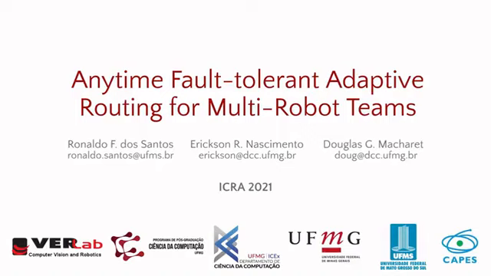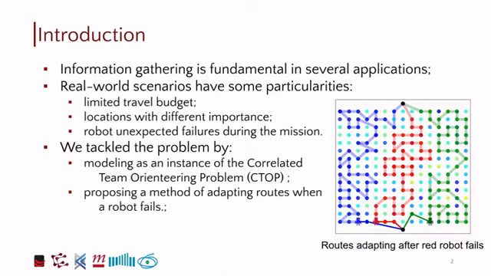Anytime fault-tolerant adaptive routing for multi-robot teams. Information gathering is fundamental in several applications, for example, environment monitoring and search and rescue missions. Generally, these problems involve one or more robots collecting data from a set of predetermined target locations.